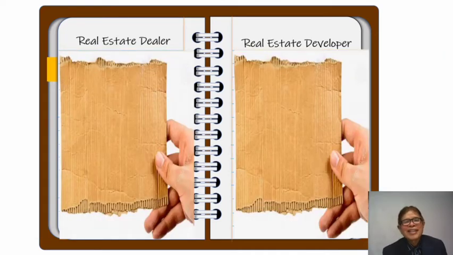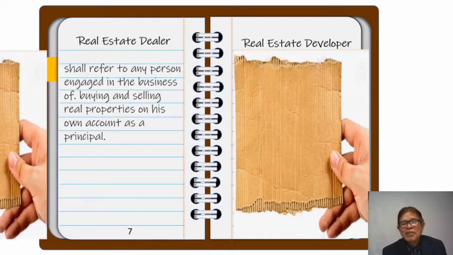What is real estate dealer? A real estate dealer shall refer to any person engaged in the business of buying and selling real properties on his own account as a principal. He is usually a joint venture partner. By law, those who can sell 6 or more properties per year are considered real estate dealers and therefore will have to pay a corresponding rate of tax.